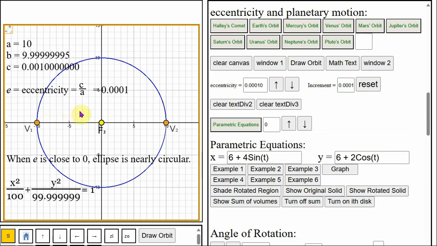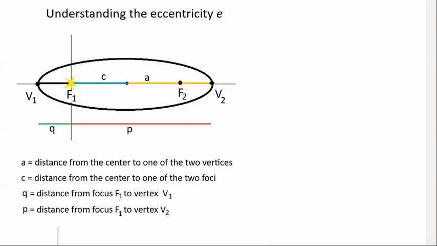And now let's look at an example, the example of Halley's Comet. What I want to do now is talk about the perihelion distance and the aphelion distance. So here we have the ellipse. And here's focus number 1, here's focus number 2. And then we normally call this point right here vertex 1, and this is vertex 2.